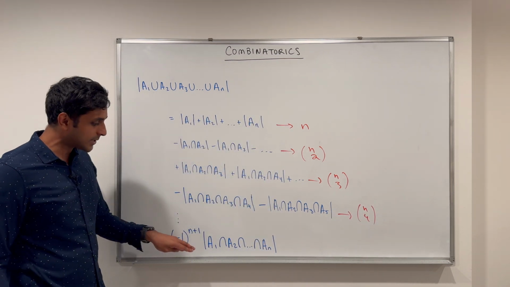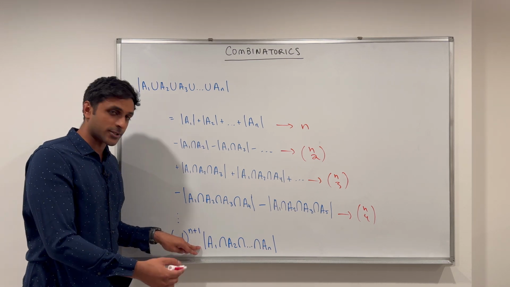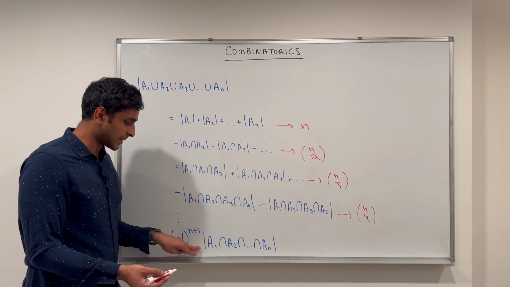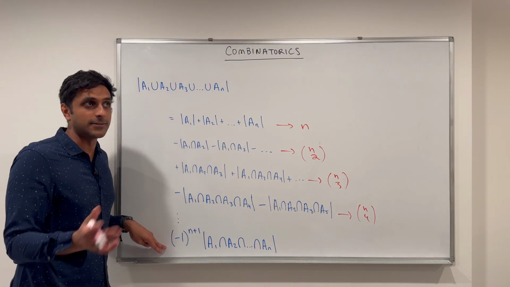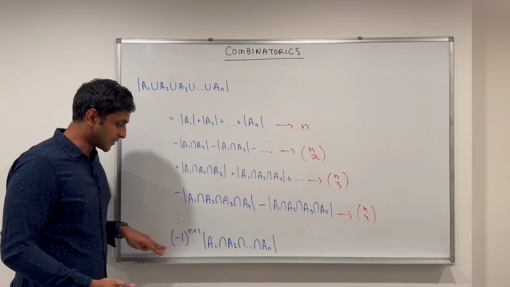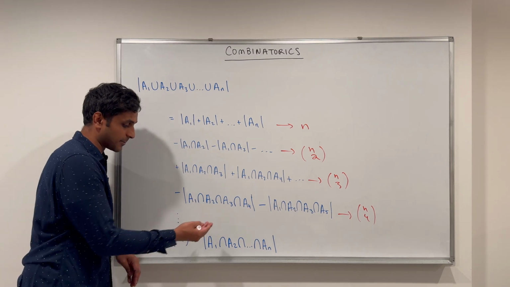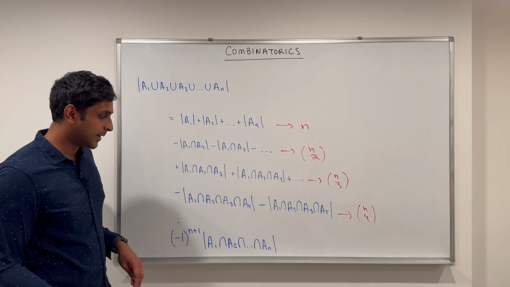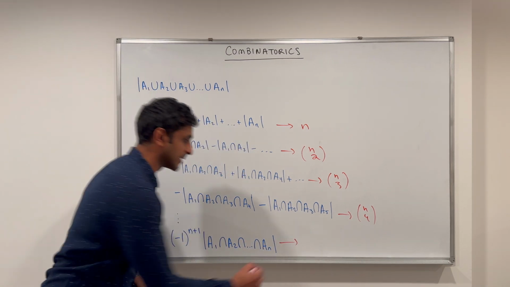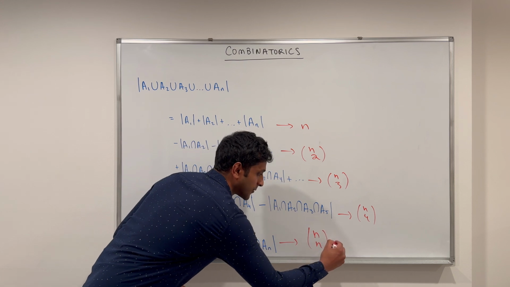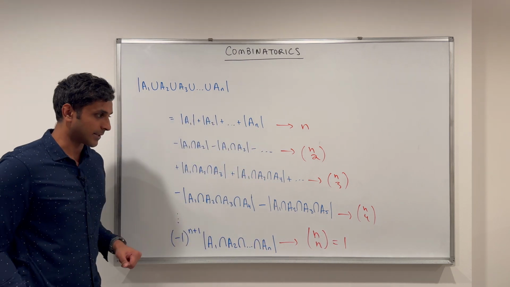And we want to do that all the way to the end, where we're thinking about the intersection of all n sets. And whether to include or exclude that is going to depend on the evenness or oddness of n. The way of handling that is with this -1 to the power n plus 1 coefficient. And how many of these terms are there? Well, we want n of the sets, so that's n choose n, which of course is simply just 1 term like this.